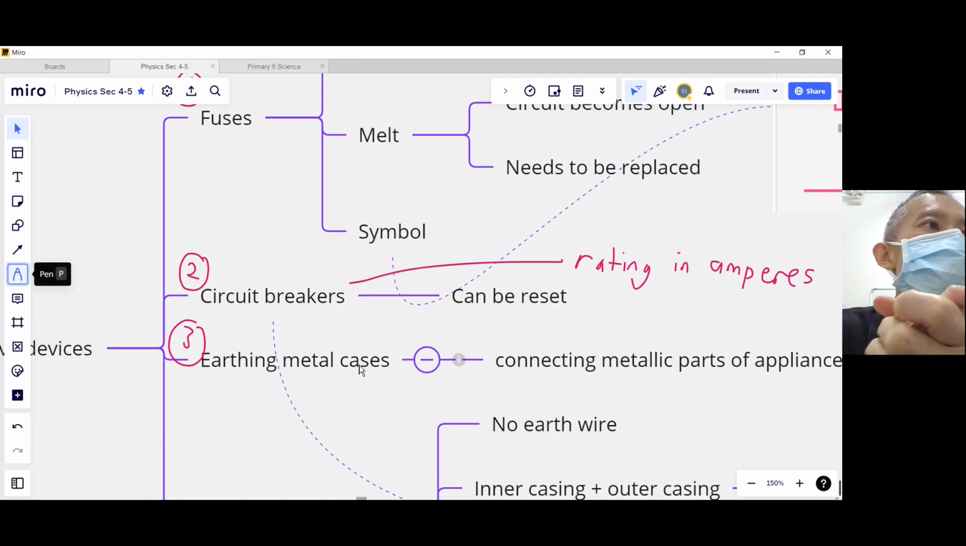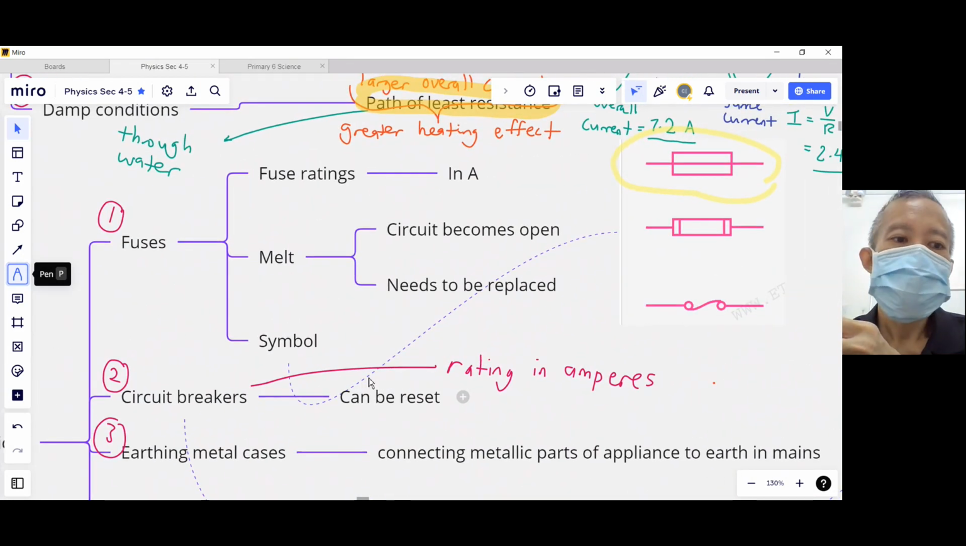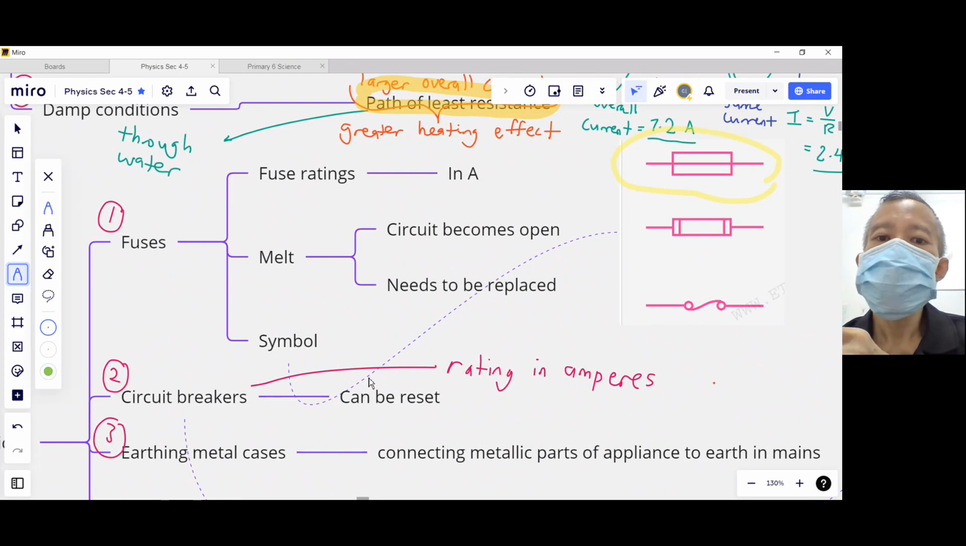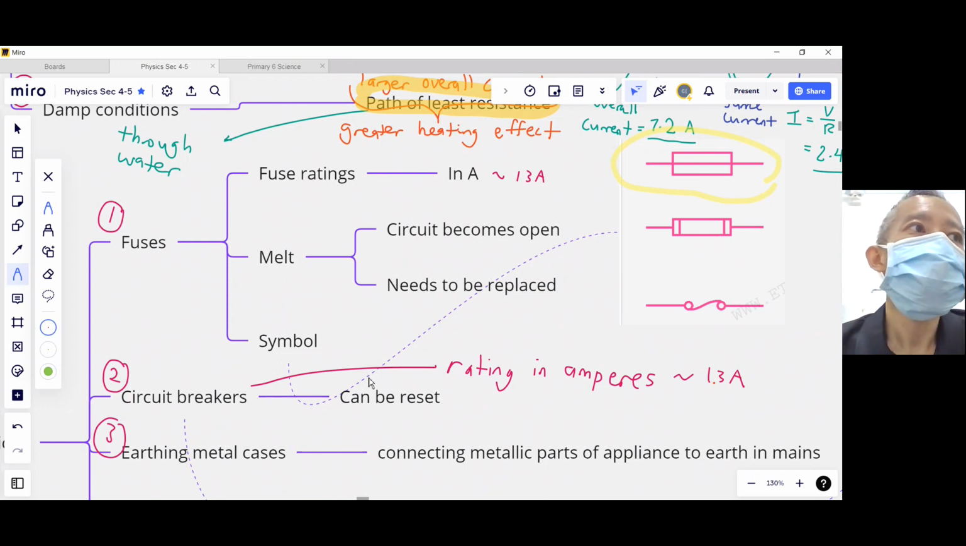Okay, circuit breakers have a certain current rating. Just to give you a realistic figure, for Singapore, the fuse is about 13 for the socket. The circuit breaker is also about 13. I'm referring to the socket, not the appliance.